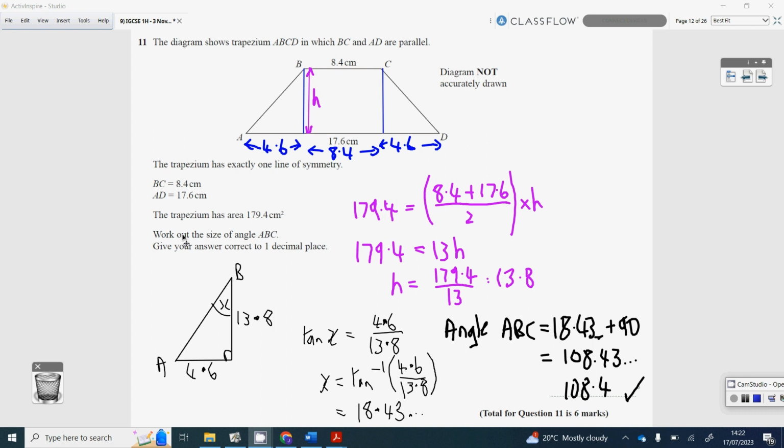So how to work out X looking at this right angle triangle? I'm going to use SOHCAHTOA. I know the opposite, I know the adjacent, so that will be tan. So tan X equals my opposite side of 4.6 divided by my adjacent side of 13.8. Inverse tan both sides, I get X equaling the inverse tan of 4.6 over 13.8, which is 18.43... So angle ABC is going to be 18.43 plus 90, which is 108.43... which is 108.4 to 1 decimal place.